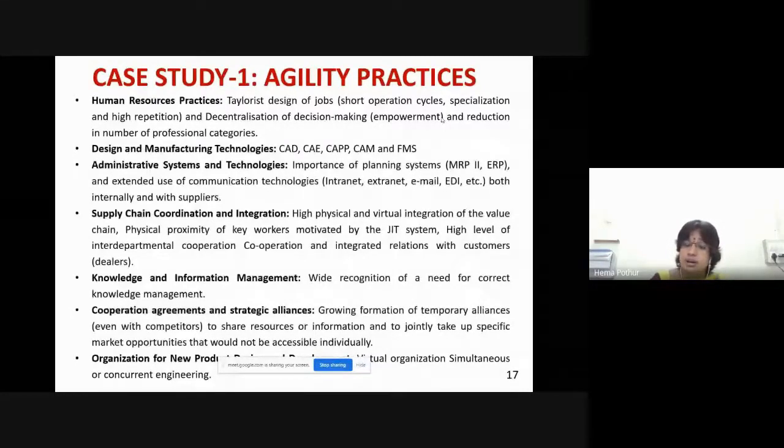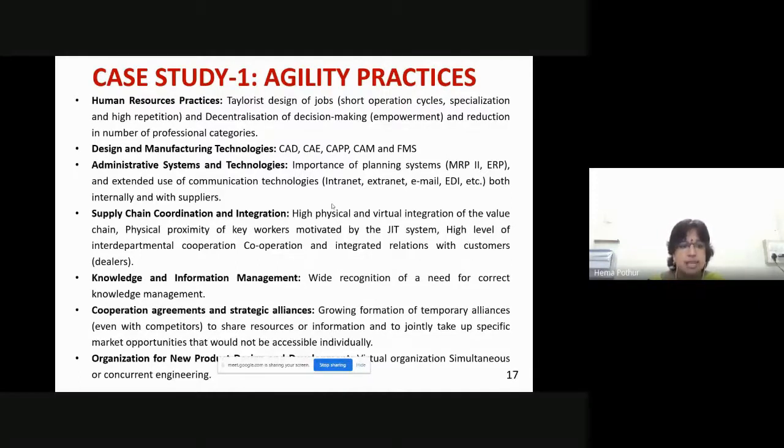These are all which will once again go back to our lean manufacturing or just-in-time manufacturing systems, where they have extended the use of intranet and extranet and the EDI technology. Thereby, they incorporated the practices of this particular agile into the administrative system. There is a continuous flow of information within the system and within the technology, so that they will be readily knowing what is happening in the shop floor of that particular industry.